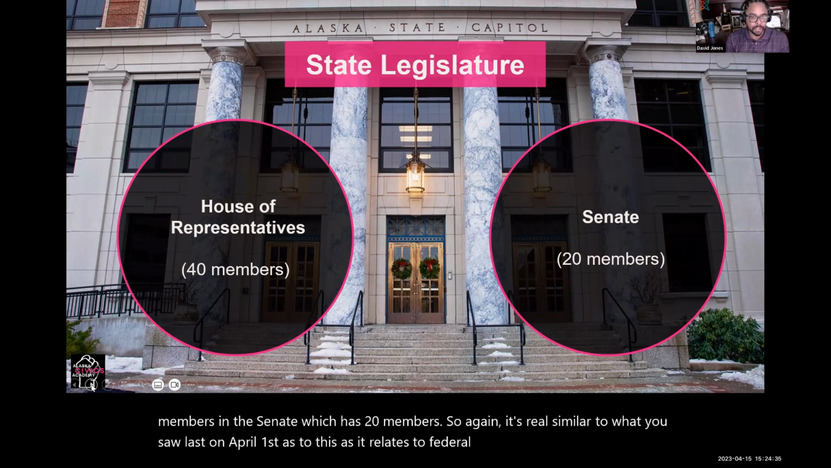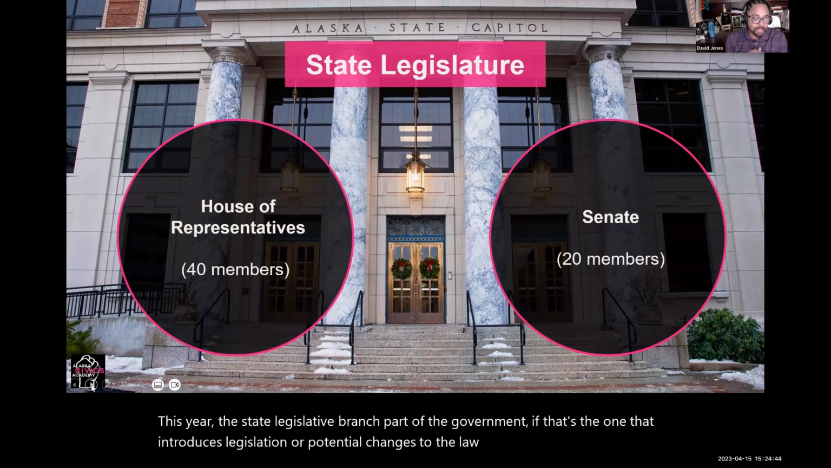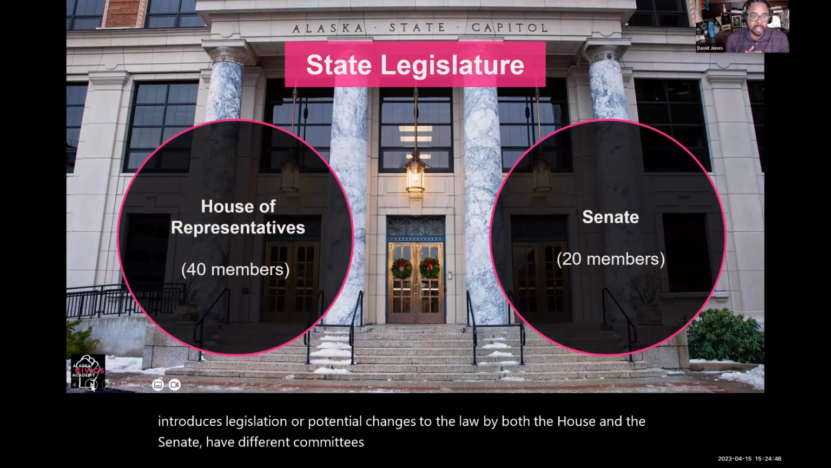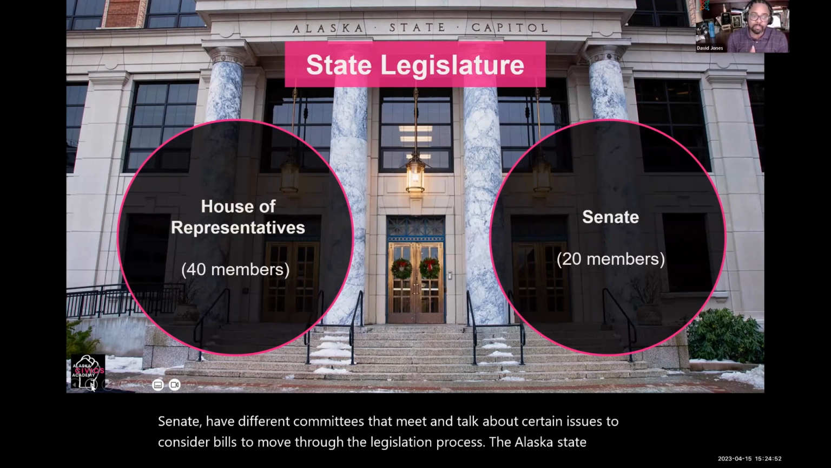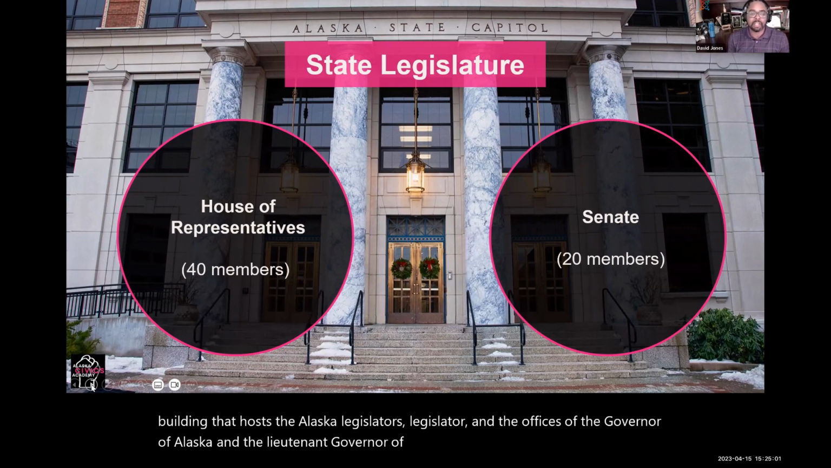The state legislative branch is the part of government that introduces legislation or potential changes to the law. Both the House and the Senate have different committees that meet and talk about certain issues and consider bills to move through the legislation process. The Alaska State Capitol is the building that hosts the Alaska legislature and the offices of the governor of Alaska and the lieutenant governor of Alaska. It's located in the state's capital, Juneau.